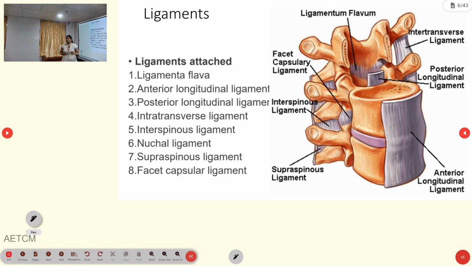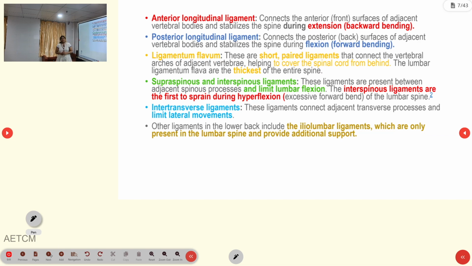Coming to the other structures in the lumbar spine, they are the ligaments. There are different ligaments present, which help in providing stability to the lumbar spine. Going one by one, you have the anterior longitudinal ligament. This ligament is longitudinally present, on the anterior surface of the adjacent lumbar vertebrae. The main function of the anterior longitudinal ligament is that it avoids excessive extension towards the back.